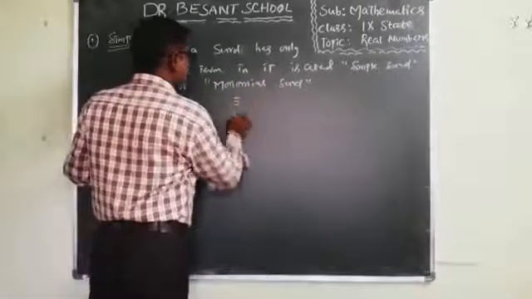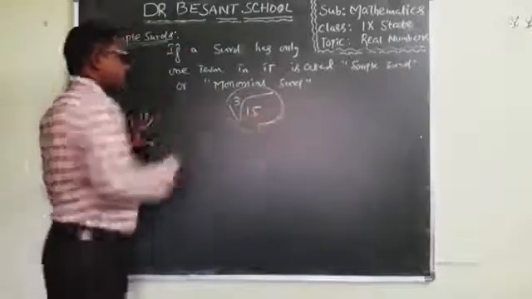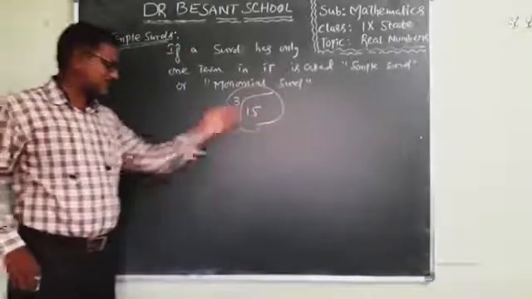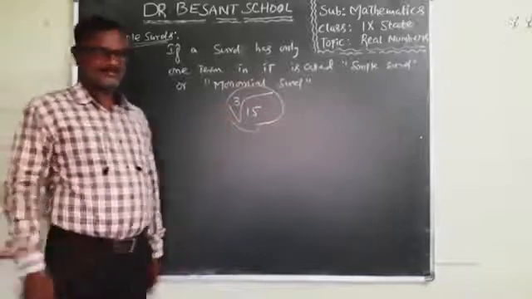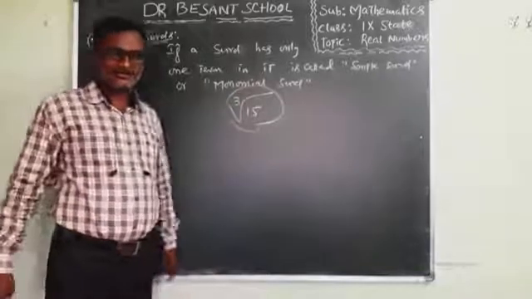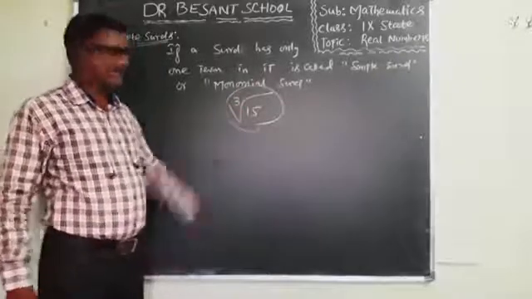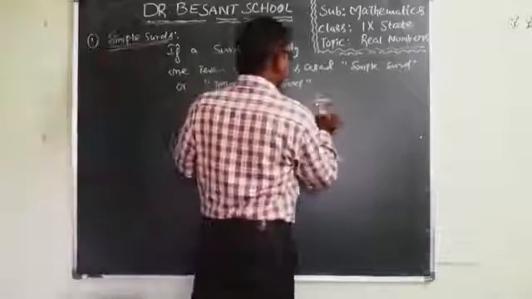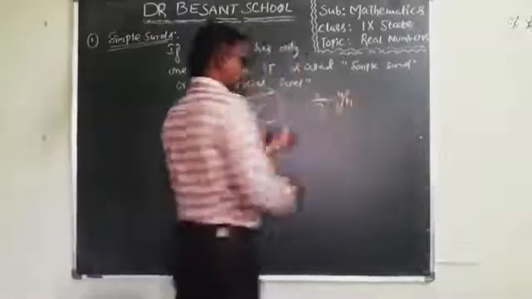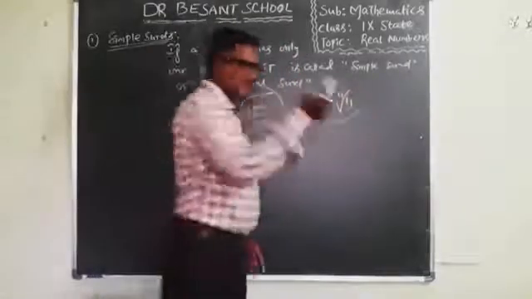Once you verify, cube root of 15. How many terms does it have? Only one term. For example, 2 by 3 into 4th root of 11. How many terms are there? Only one term. Don't say it has two terms.